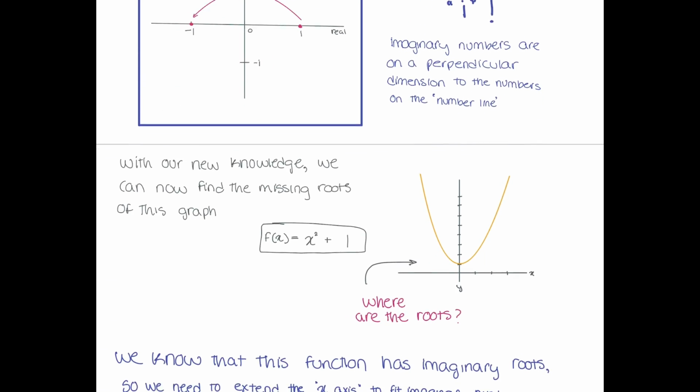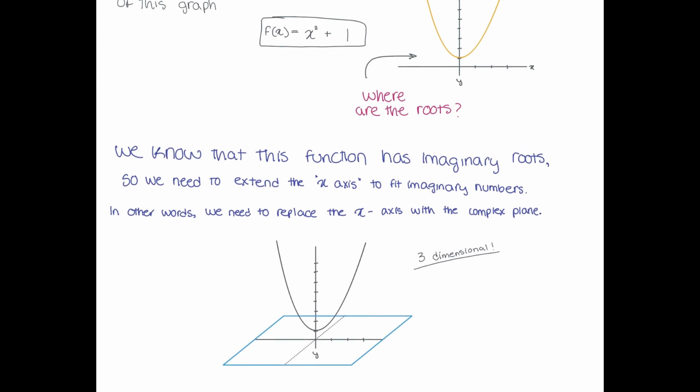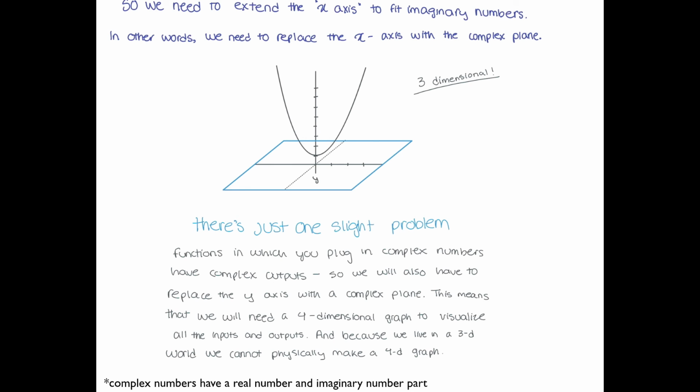So going back to a previous question, we can now find the roots. We know that the function has imaginary roots, so we need to extend the x-axis to fit all the imaginary numbers. We just need to replace the x-axis with the complex plane with the real number and the imaginary axes. There's just one problem. Although the above graph is three-dimensional, functions in which you can plug in complex numbers have complex outputs. So that means we need to replace the y-axis also with the complex plane, and this is a problem. Because we live in a 3D world, we physically cannot make a four-dimensional graph.